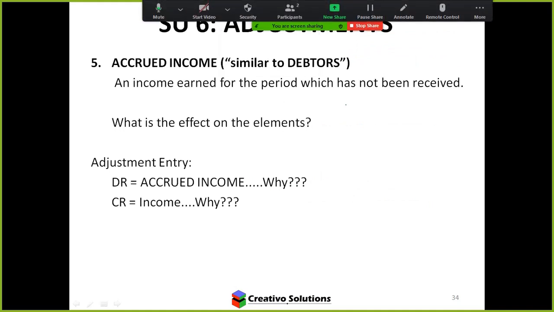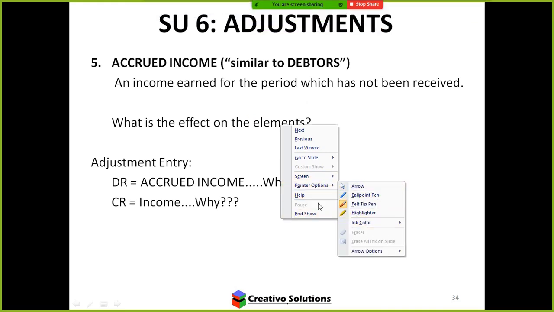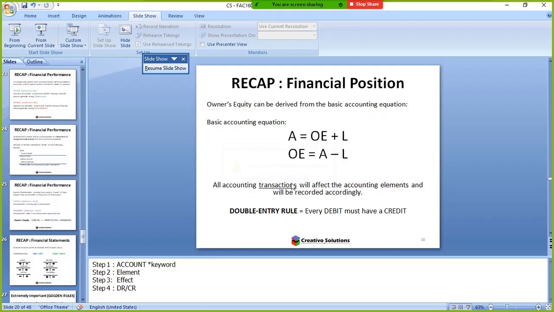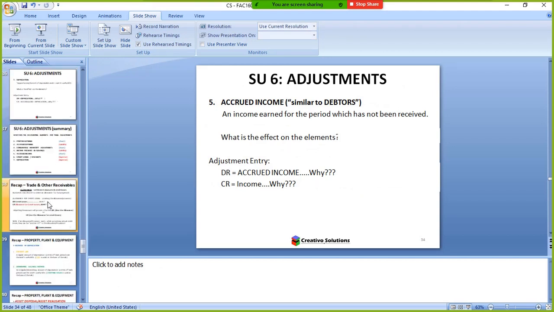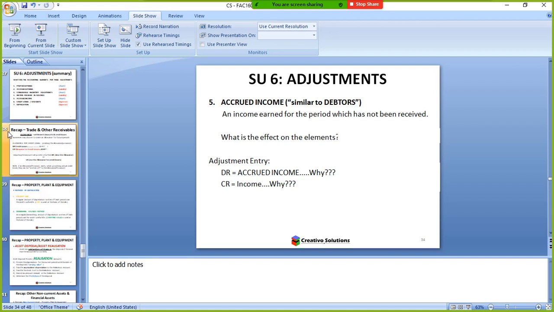Let me just see how much more I have to cover. I might have to cover the rest next week. Maybe let's cover the last adjustment. Okay, yeah. Let's cover the last adjustment. I'll start next week on slide 38.